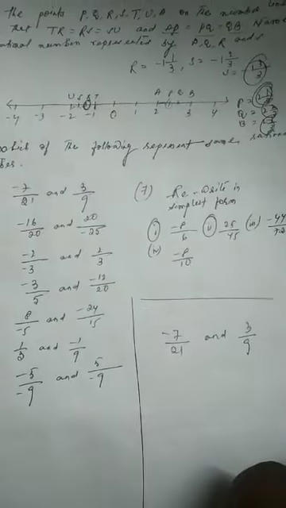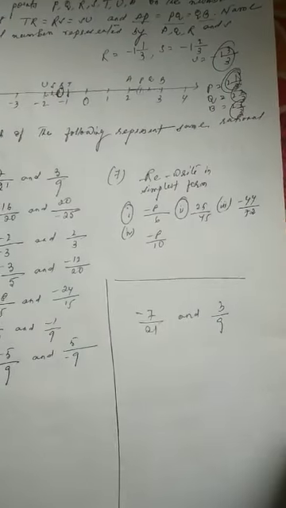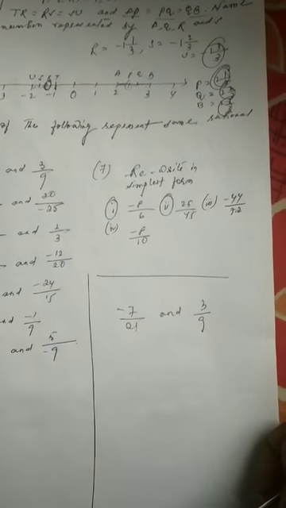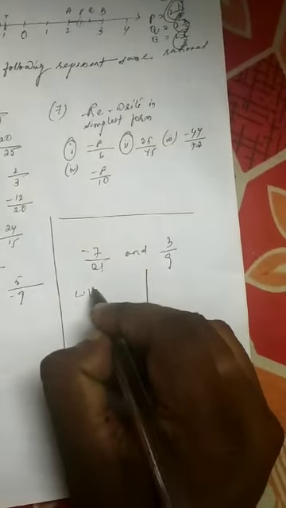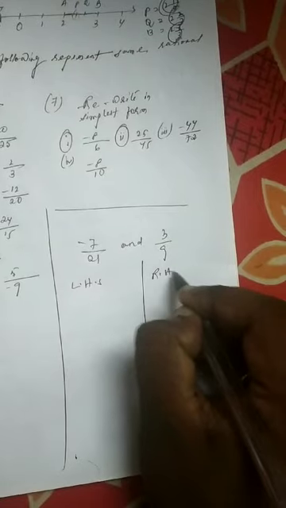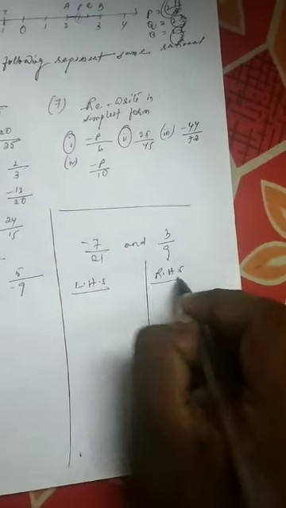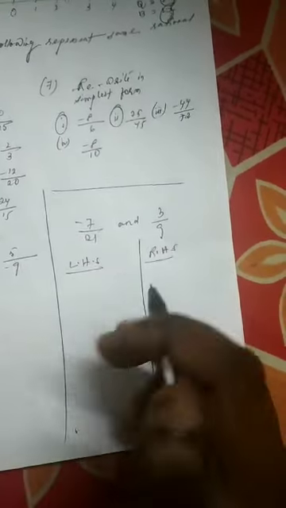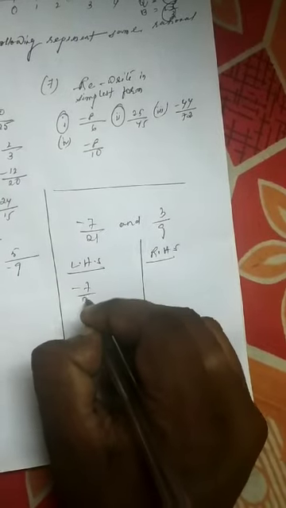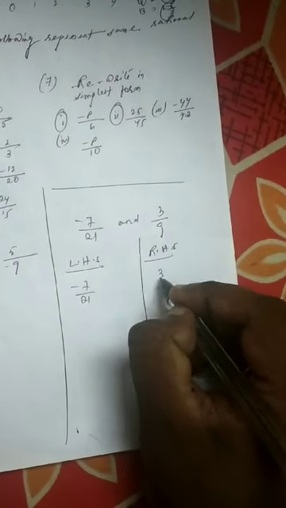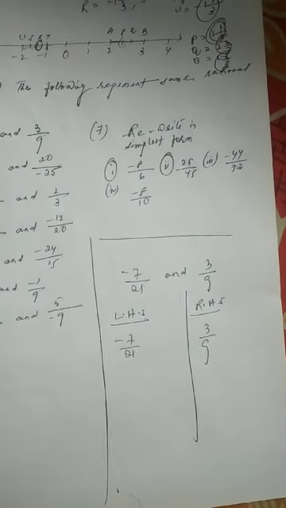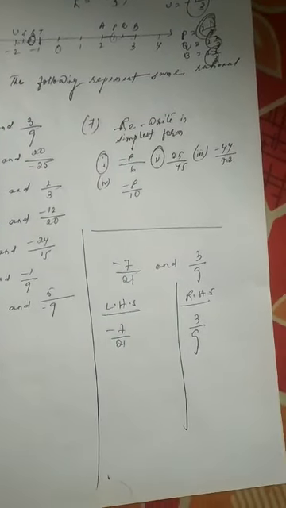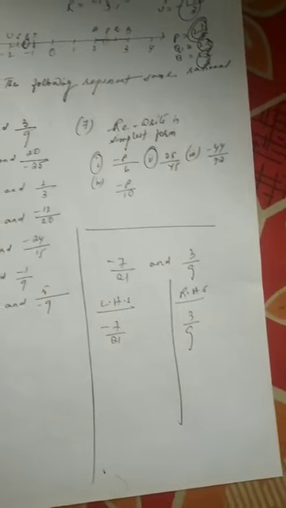Children, there are many ways to solve. There are many ways to define whether the numbers are same rational numbers or not. The easiest process is to be written in this way. I'll prefer to write LHS and RHS, left hand side and right hand side. On left hand side the number is -7 by 21, and on right hand side the number is 3 by 9. What is the most preferable process to do? Let us bring these numbers into simplest form and compare whether they are same or not.